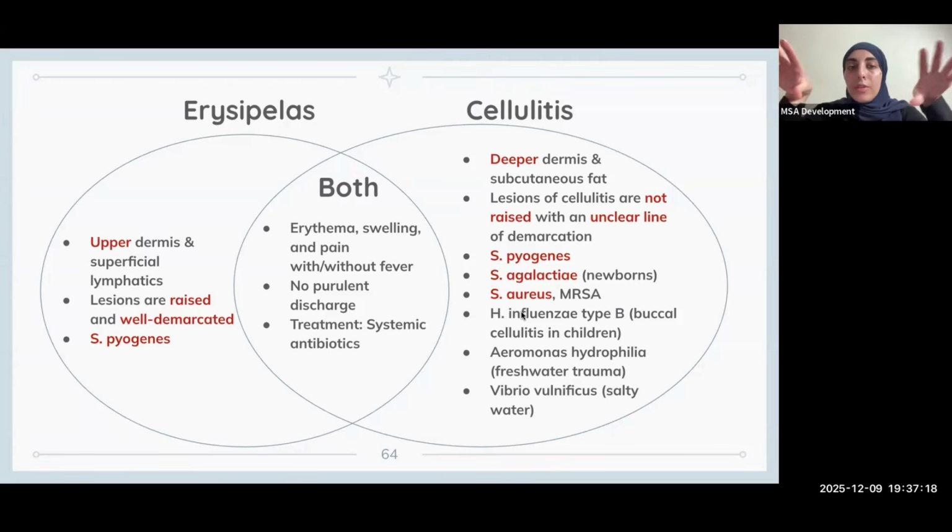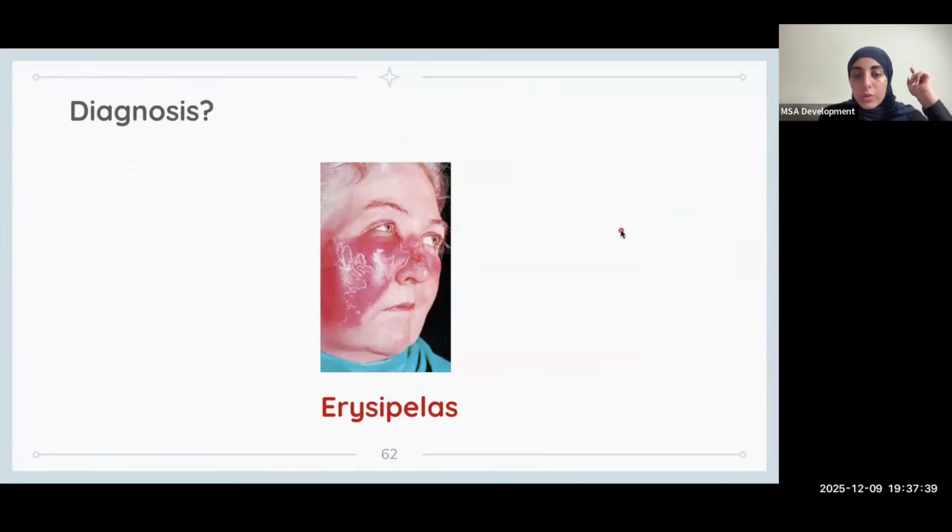Now, how do you tell the difference between them? Okay? Erysipelas is more superficial. It's in the upper dermis, while cellulitis is in the lower dermis. Okay? Erysipelas is well demarcated and it's slightly raised, while cellulitis is not well demarcated. It has a very faint border. Okay, and we'll go back to the pictures for you to be able to tell.